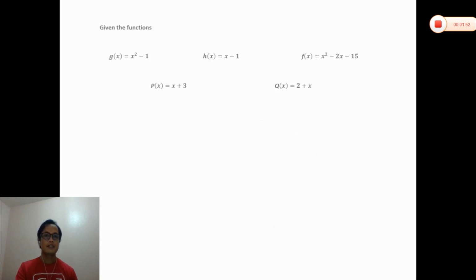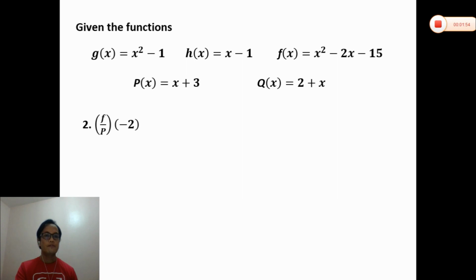Let's proceed to the second example. We are told to find the quotient between f and p. So our function f is x squared minus 2x minus 15, and our p is x plus 3. And do not forget to evaluate your function using the domain negative 2. So to write this function, we have our f in the numerator, x squared minus 2x minus 15 divided by the p, which is x plus 3.